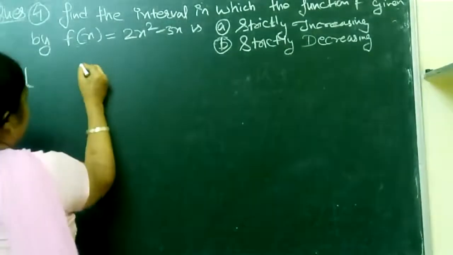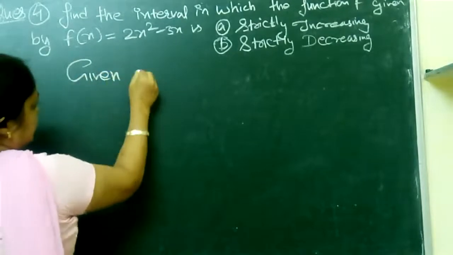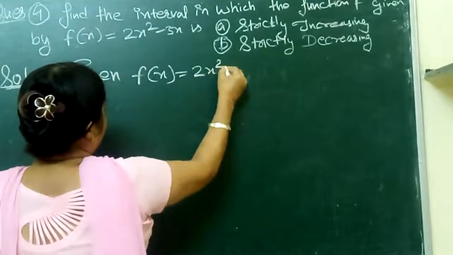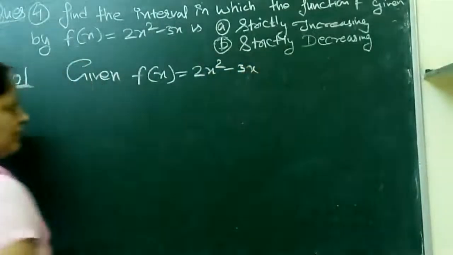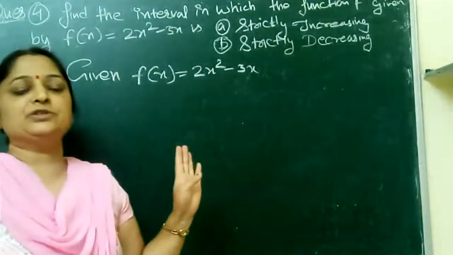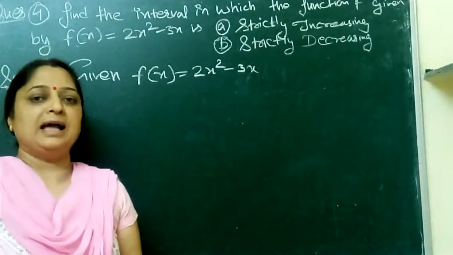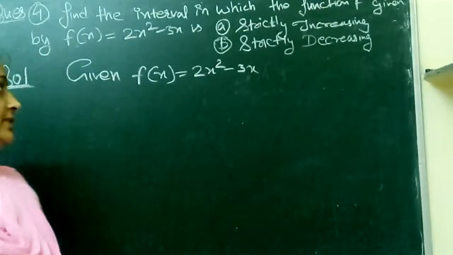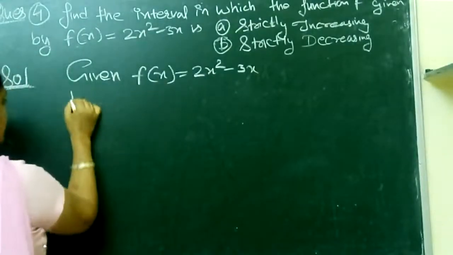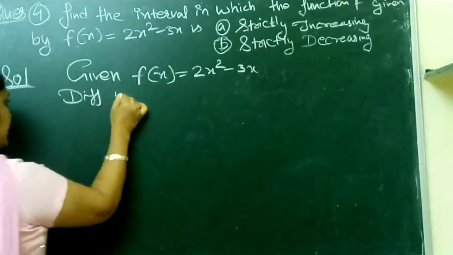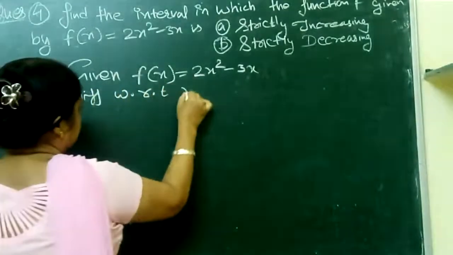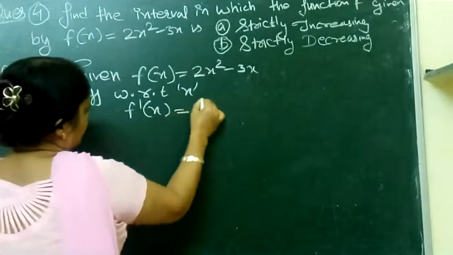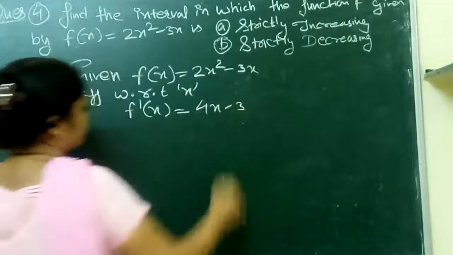Now here what is given? Given f of x is equal to 2x square minus 3x. This is the value of f of x. The first step is, first of all we have to find out f dash x. In strictly increasing or strictly decreasing, first we have to find out f dash x. So differentiate with respect to x. It will come f dash x is equal to 4x minus 3.